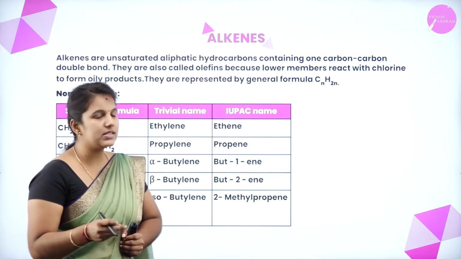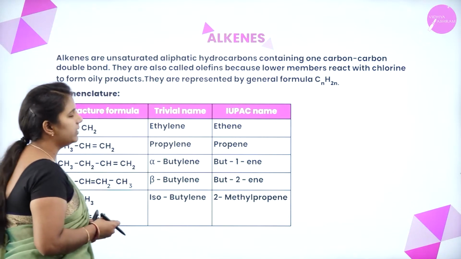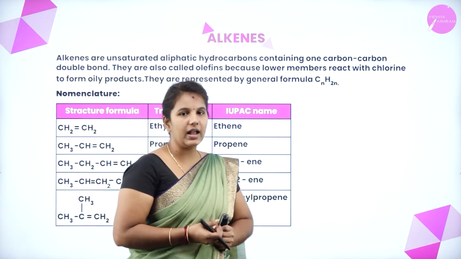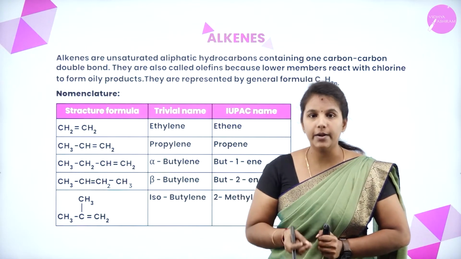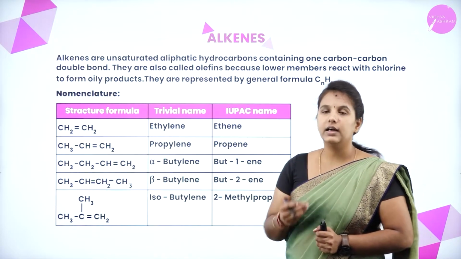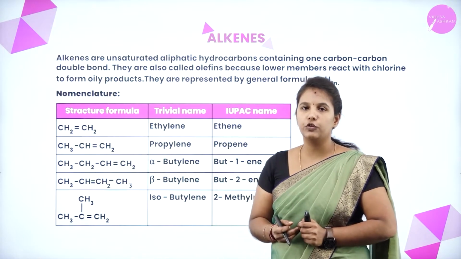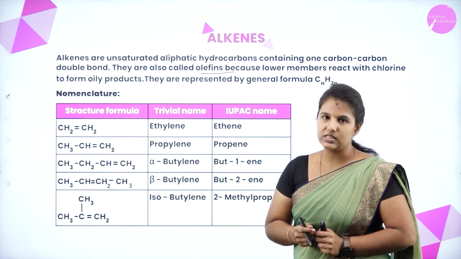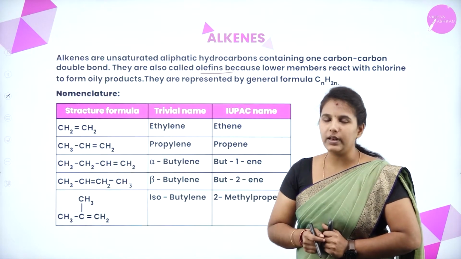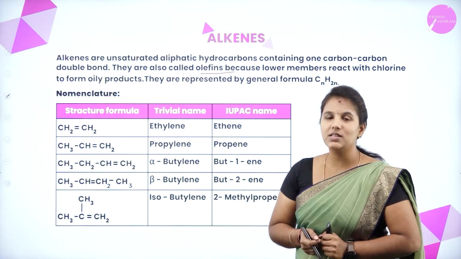And these alkenes are generally known as olefins because when they react with chlorine, they form an oily product. That is why the alkenes are also known as what? Olefins. Okay. Let us see the nomenclature, how do we name these alkenes?